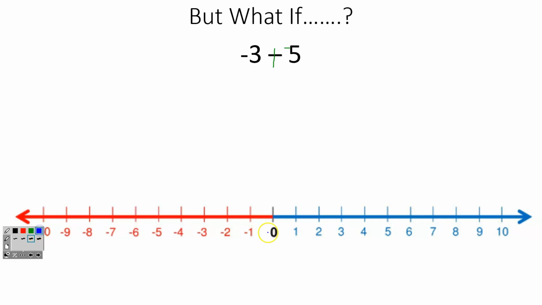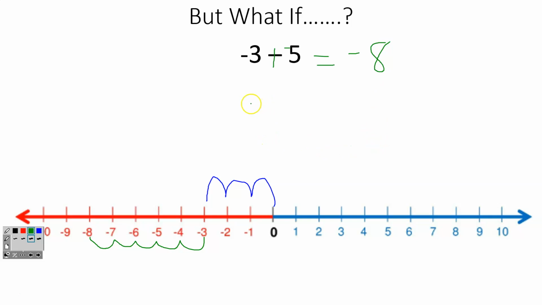Okay, so let's check your work. So negative 3, so I always start at 0, and I'm going to go 3 in the negative direction. 1, 2, 3. So now my next one says a negative 5. So I'm going to go 5 jumps in the negative direction from where I just left off. 1, 2, 3, 4, 5. So I ended up at a negative 8.